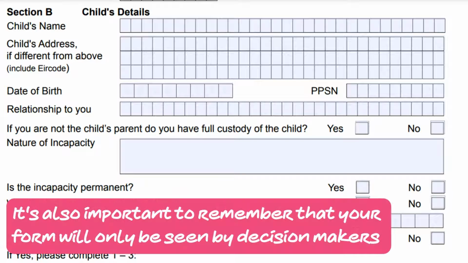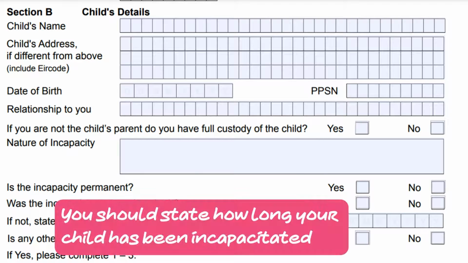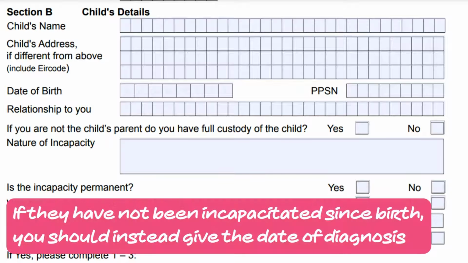It's also important to remember that your form will only be seen by decision makers. You should state how long your child has been incapacitated. If they have not been incapacitated since birth, you should instead give the date of diagnosis.